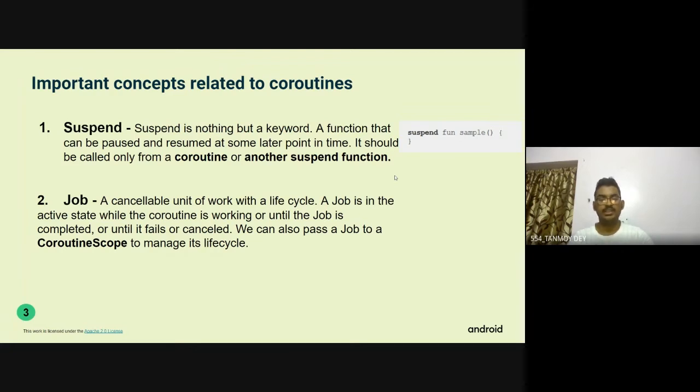All right. The second part is a job. A job is a cancelable unit of work. We can put the entire coroutine life scope within a job, so a job exists as long as the coroutine exists. As soon as the coroutine is cancelled or completed, the job's work is finished. We also pass a job within a coroutine scope to manage the life cycle.